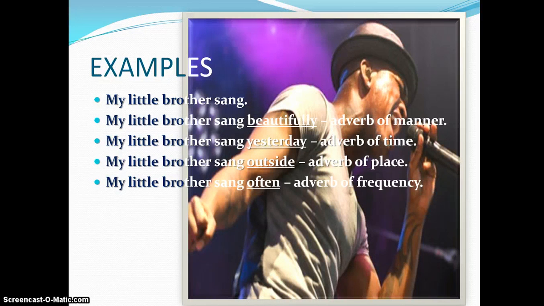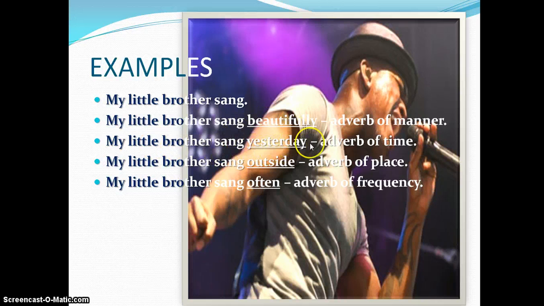Now these are the examples we have. My little brother sang. What is our verb in this sentence? Our verb is sang. My little brother sang. Now, in the next example, we add an adverb to it. My little brother sang beautifully. Beautifully is an adverb that qualifies the verb sang. You see, it adds more meaning to sang by telling us how my little brother sang. This is what we call an adverb of manner. An adverb of manner.